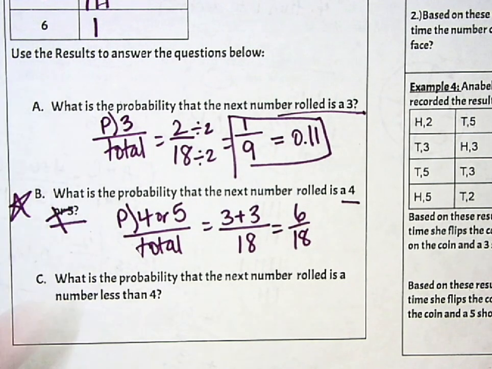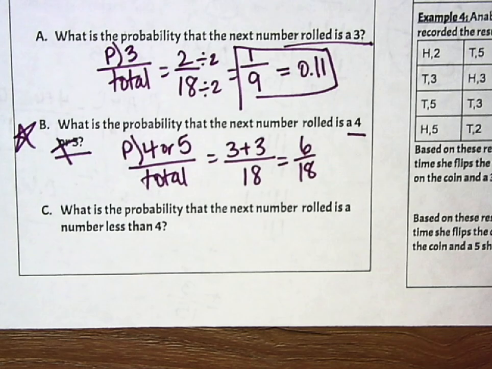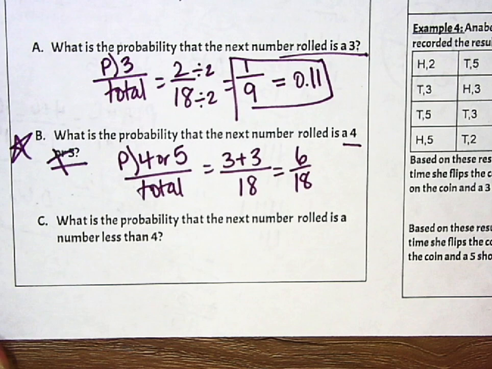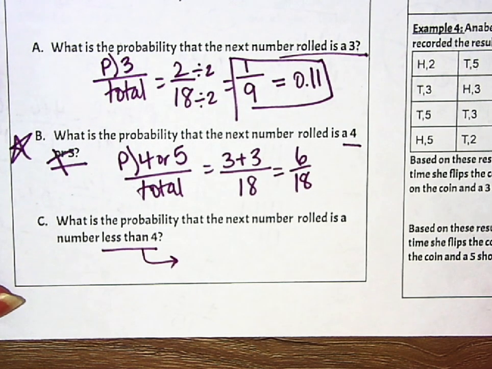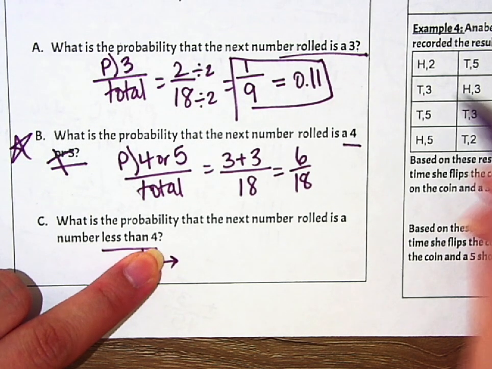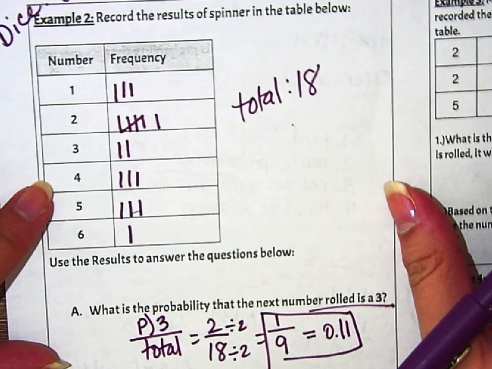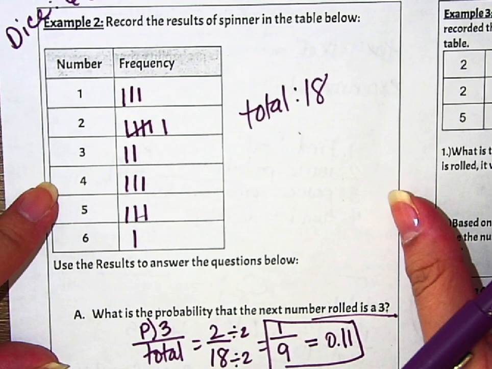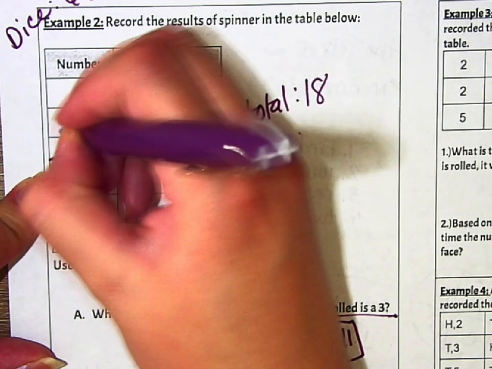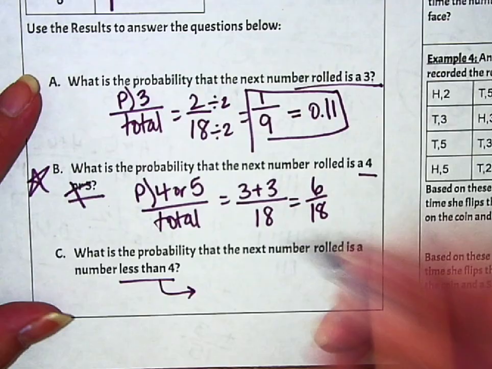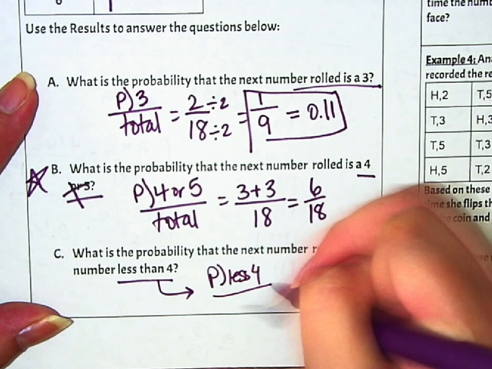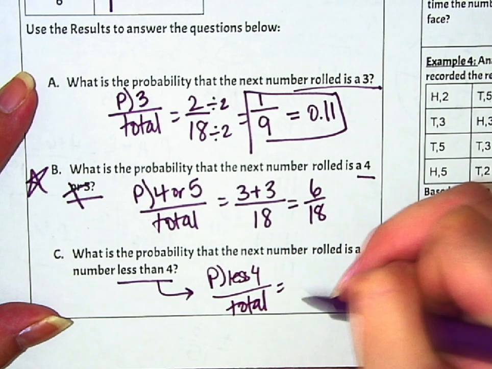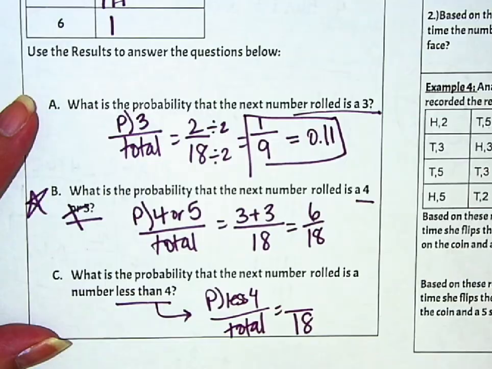So number C is really important. This is what I wanted to go over with you. It says, what is the probability the next roll is a number less than 4? So this one's going to make you think. You have to think about what number is less than 4. So if I look over here at my numbers, which ones are less than 4? Well, I got 3, 2, and 1. Okay? So the probability of it being less than 4 over total. Again, my total has not changed, it stays 18.